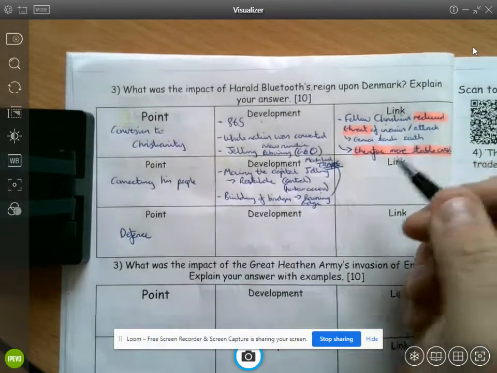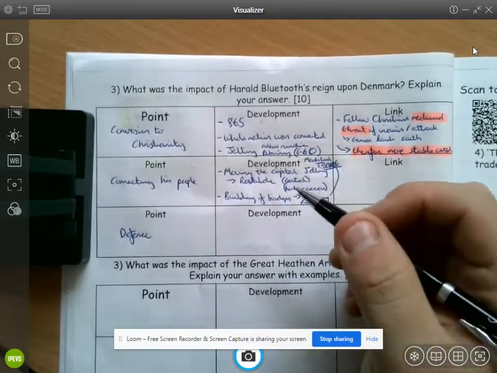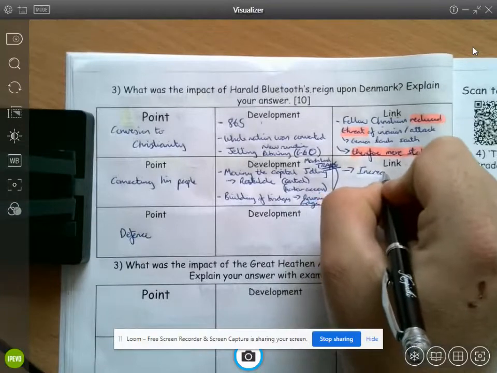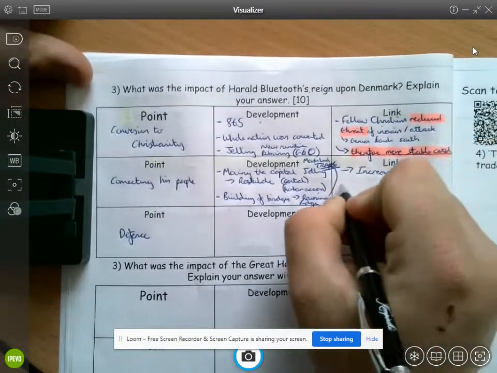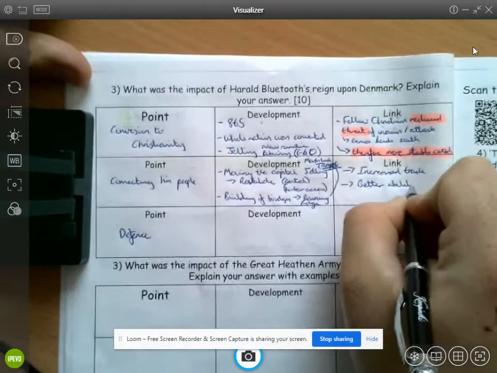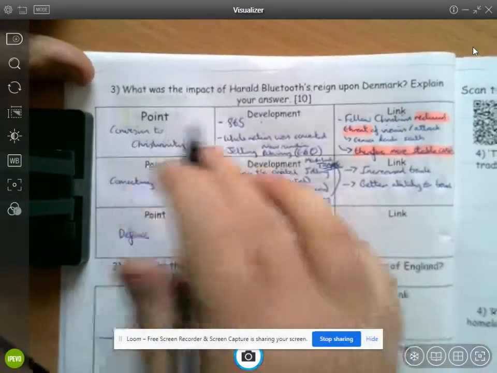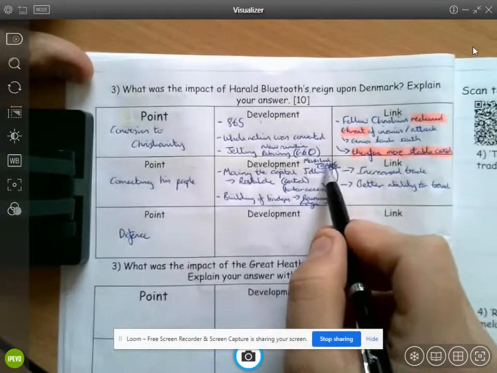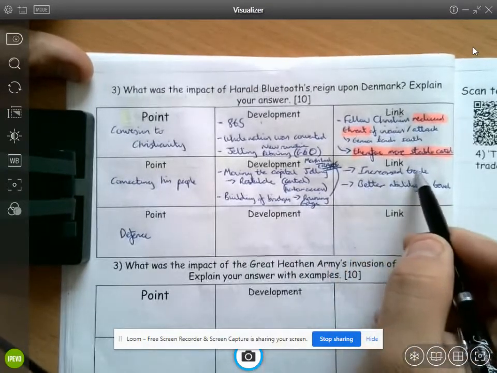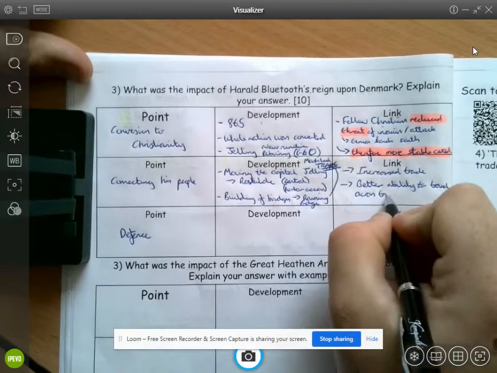So then that could lead you into your link, where again you're talking about the impact. The impact of this is that it increases the economy, it increases trade, particularly the building of the bridge at Ravning Enge. So increased trade, better ability to travel. So they would be your key impacts there. Because of the bridge at Ravning Enge, it improves trade, because it takes them across marshland, the biggest bridge at the time. It increases the trade because of people's better ability to travel across tricky terrain.